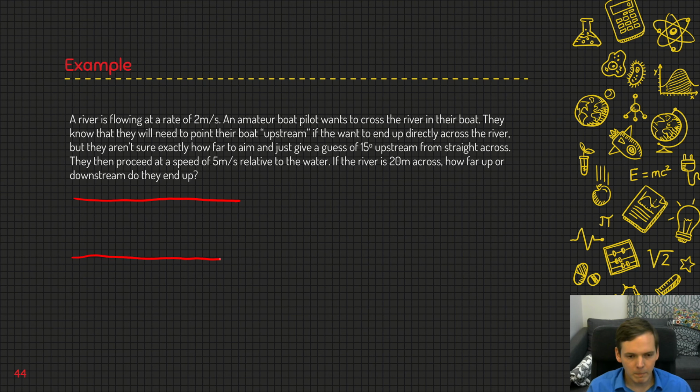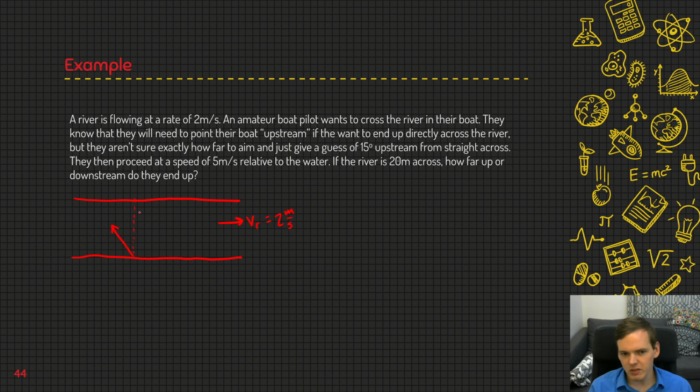And I'm going to label the velocity of the river to be equal to 2 meters per second. An amateur boat pilot wants to cross this river in their boat. They know that they'll need to point their boat upstream if they want to end up directly across the river. So basically they need to sail in that direction because the river is going to pull them to the right. So they need to sail to the left so that hopefully they'll land straight across.